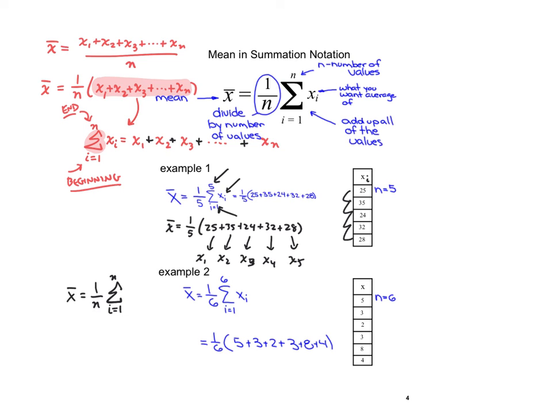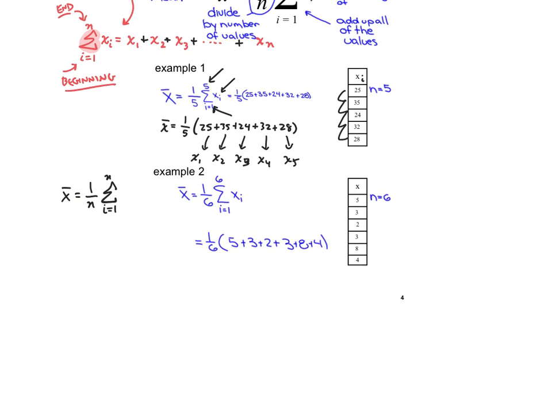Okay, look at example 2. I'm adding up all of these numbers and dividing by the number of numbers, which is 1, 2, 3, 4, 5, 6, if I want the average. So there's x1, x2, x3, x4, x5, x6. You can see how this summation goes from the first term, which is 5, up to the 6th term, which is 4. I add all those up, I divide by the number of numbers, and I get my average.